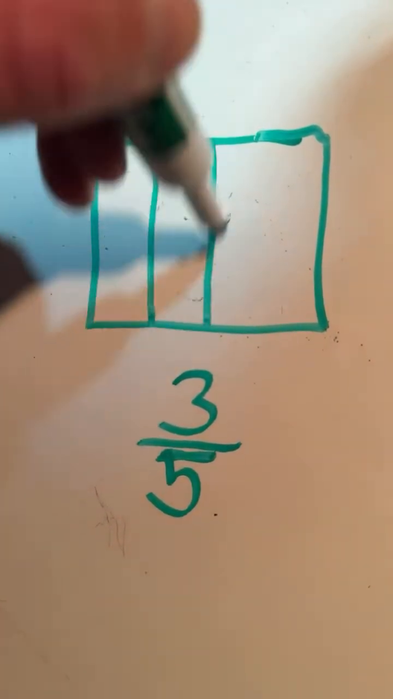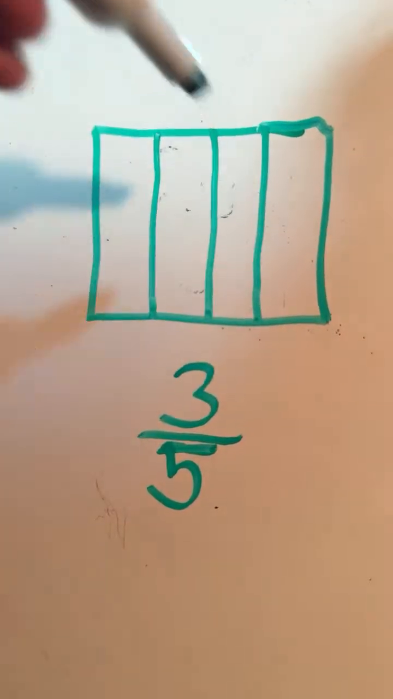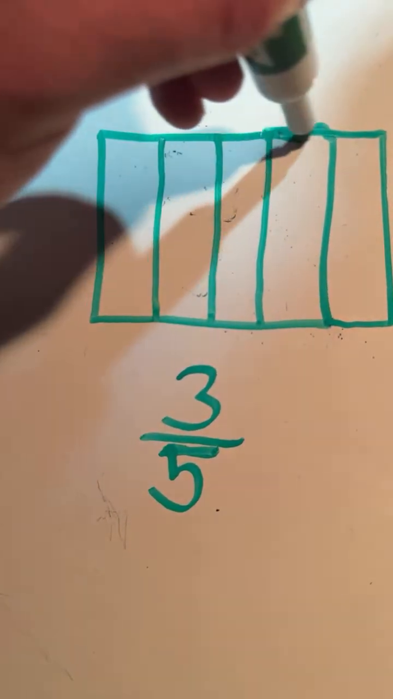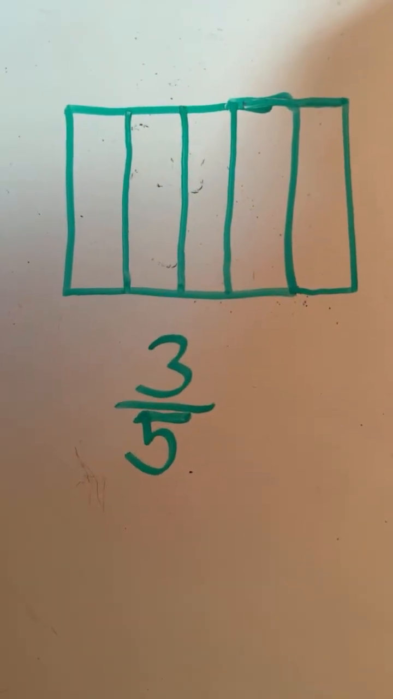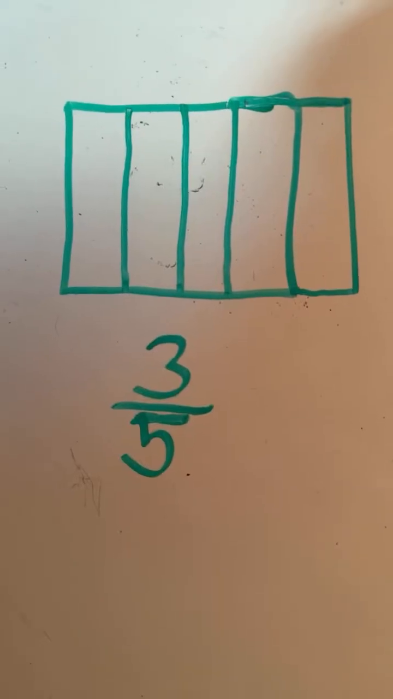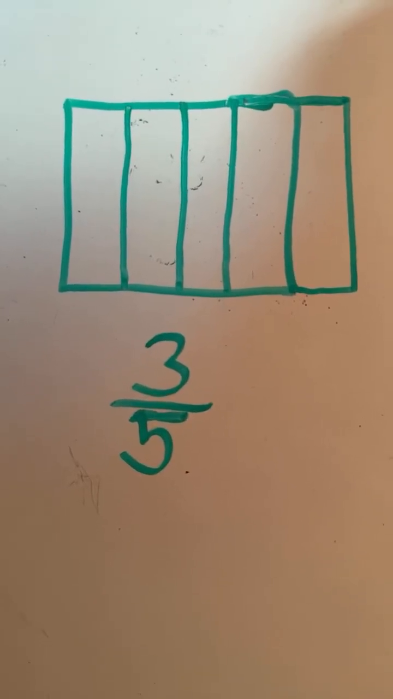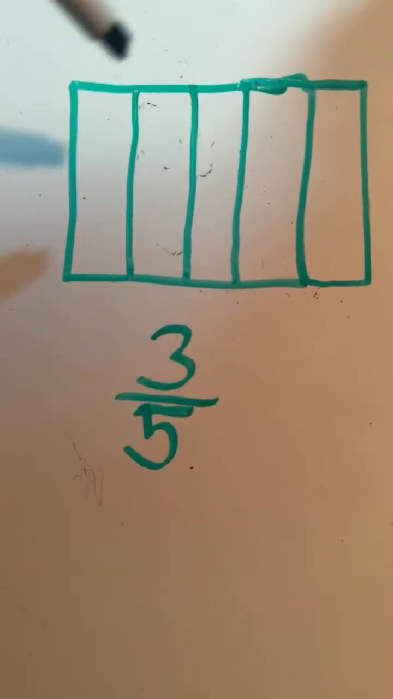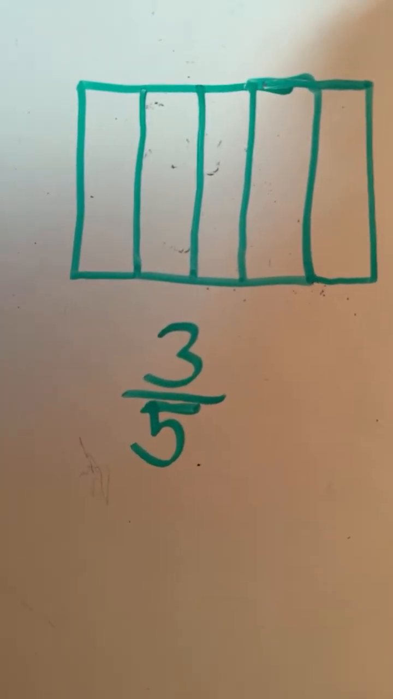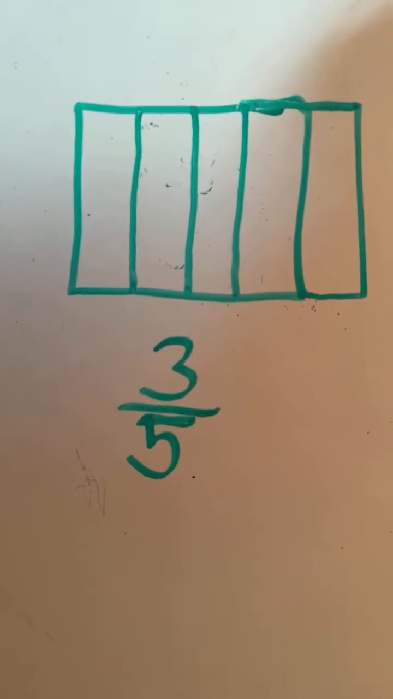1, 2, 3, 4, 5. So we have 5 total parts, and they're all equal in size, or about equal in size. I might not have drawn this exactly to scale, but it's supposed to be representative of parts that are all equal in size.